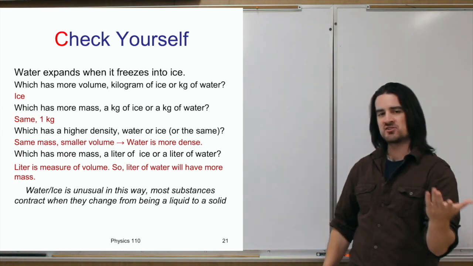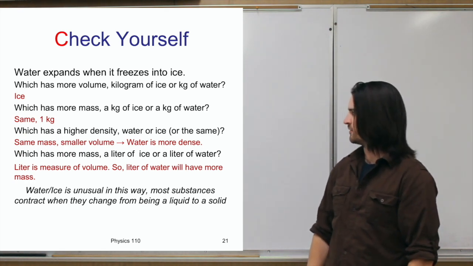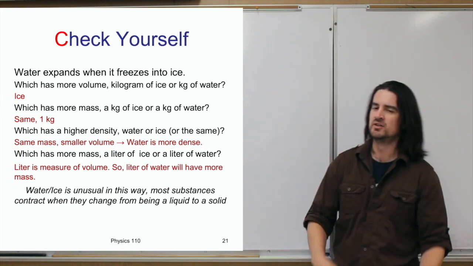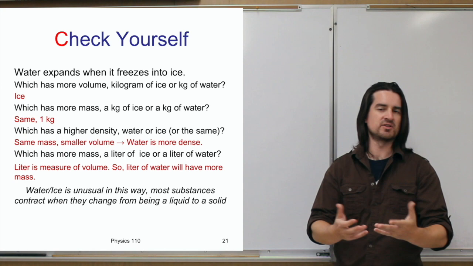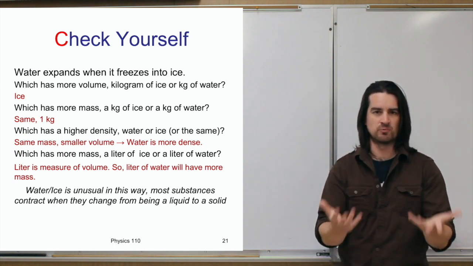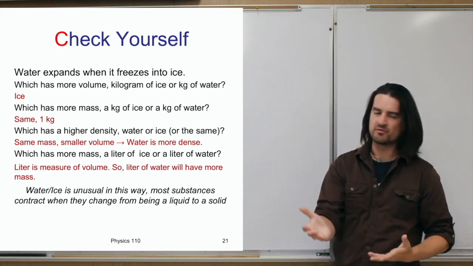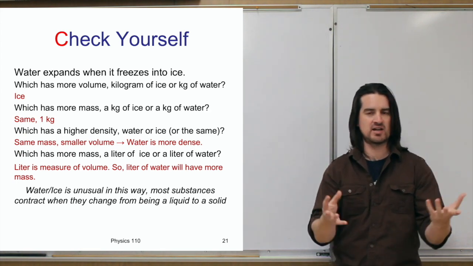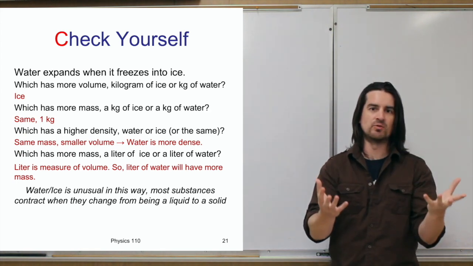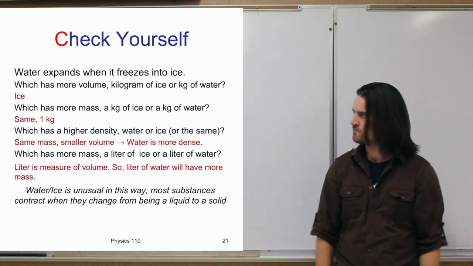Which has more mass? Well, hopefully from what I just said a minute ago, you realize that they are the same. To say something is a kilogram is to say what its mass is. So if I have a kilogram of ice and a kilogram of water, I have the same mass of these things, because I have the same number of H2O molecules in each of them.